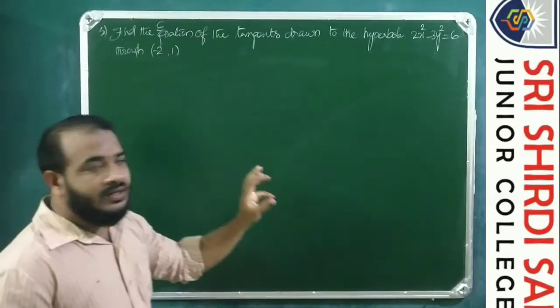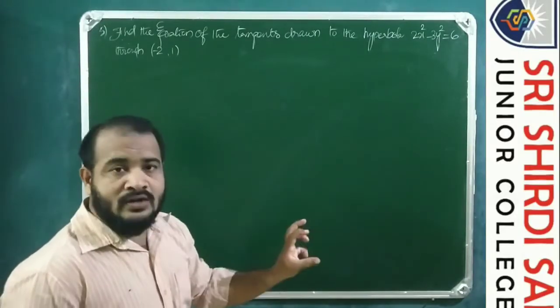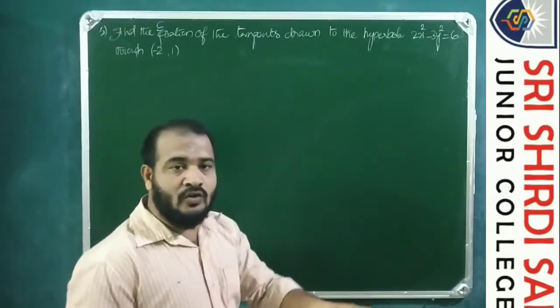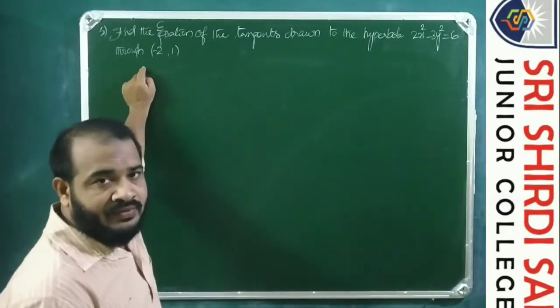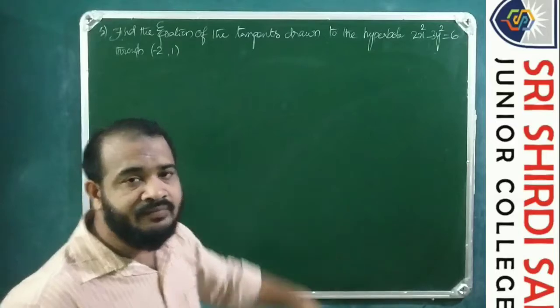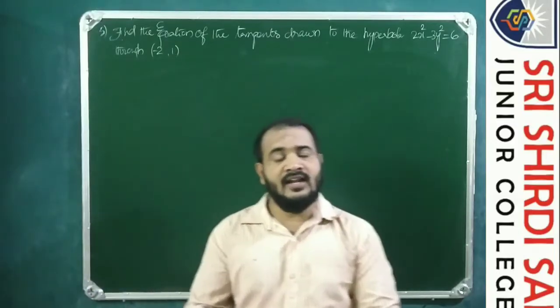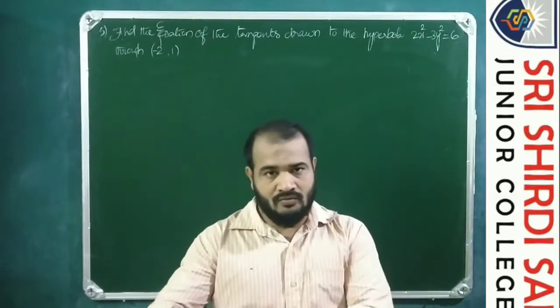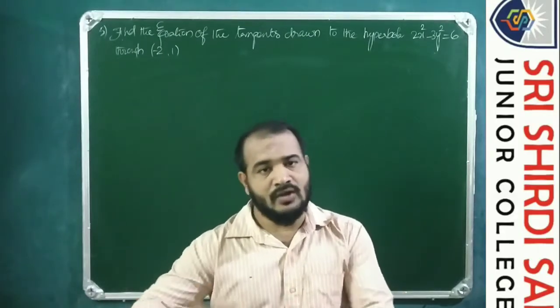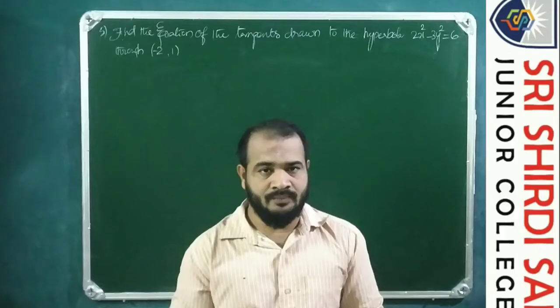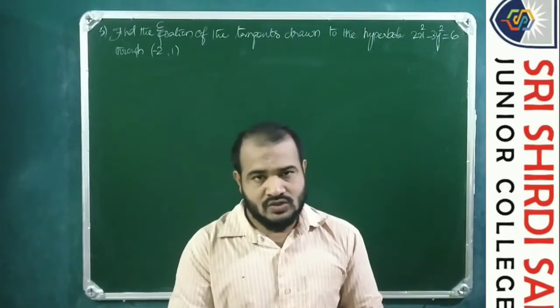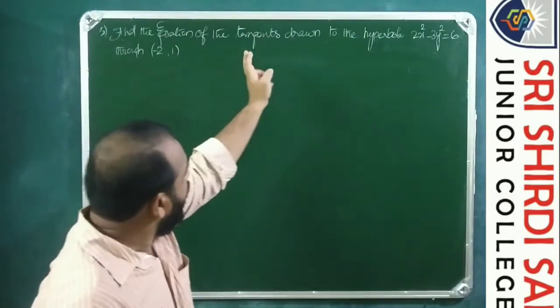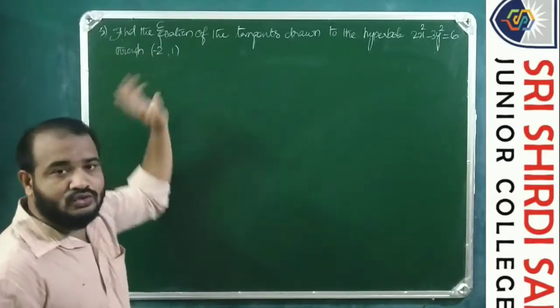That means we are not required to find the equation of the tangent at P(x1, y1). Had it been the case, then we would have taken S1 = 0, the equation of the tangent at P(x1, y1) to the curve. The curve may be a circle, ellipse, hyperbola, parabola, whatever it is. So S1 = 0. Here it is the equation of the tangents drawn through (−2, 1).